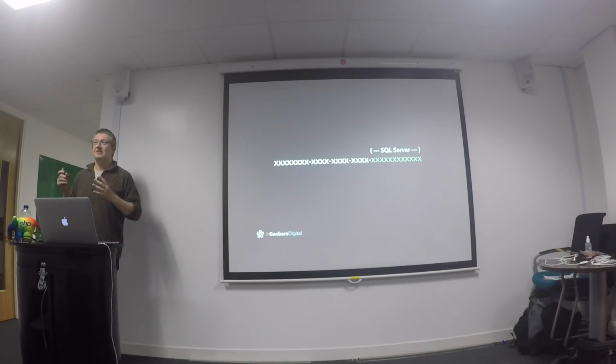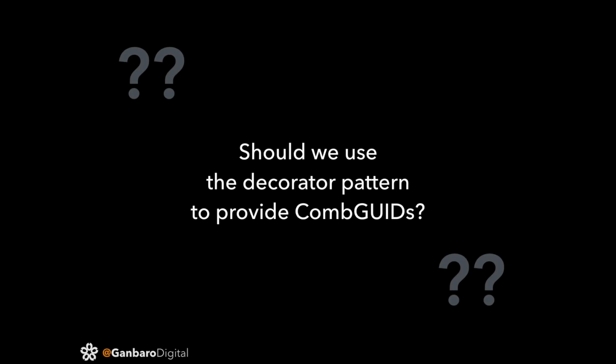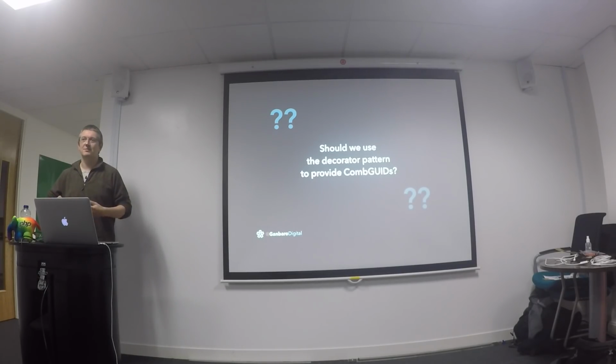So that means you don't have one comb GUID. You have to make a comb GUID scheme for each database engine you want to support in order to get the right performance, which makes it fun if you want to migrate data from MySQL to an SQL Server back system and back again. Now, I mentioned the decorator pattern earlier. What do you think about that for implementing comb GUIDs? Would that be a way that feels reasonable?